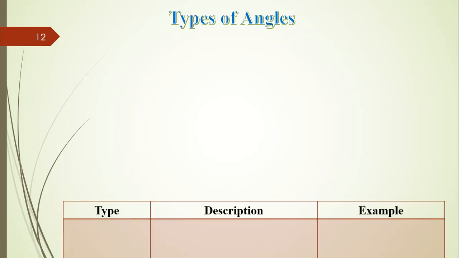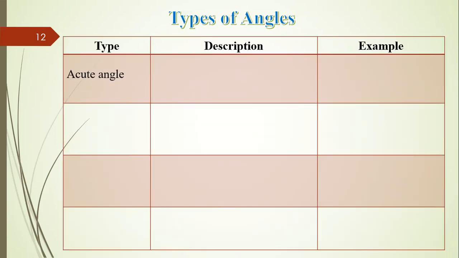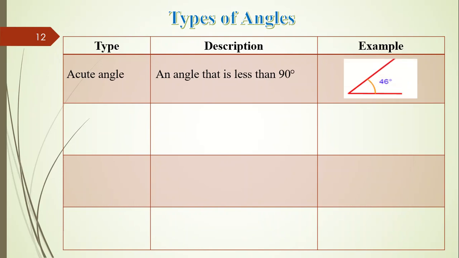Types of angles. Acute angle. The acute angle is an angle that is less than 90 degrees. For example, an angle of 46 degrees.